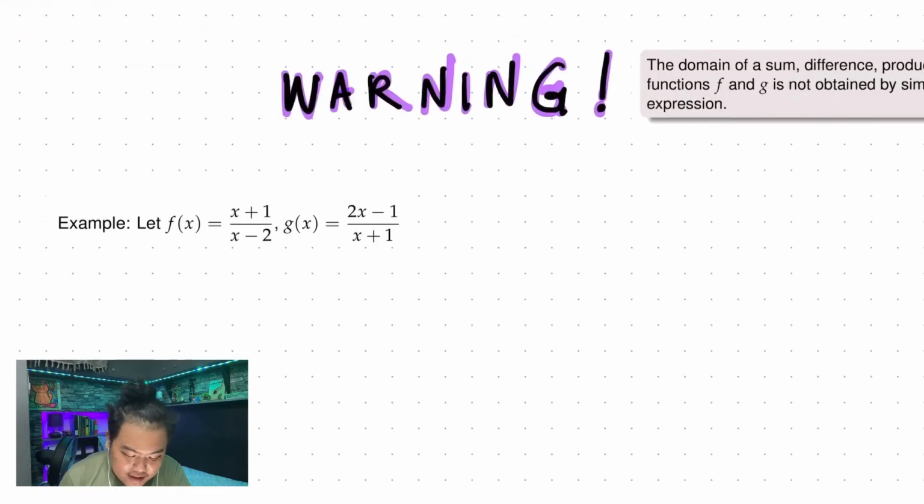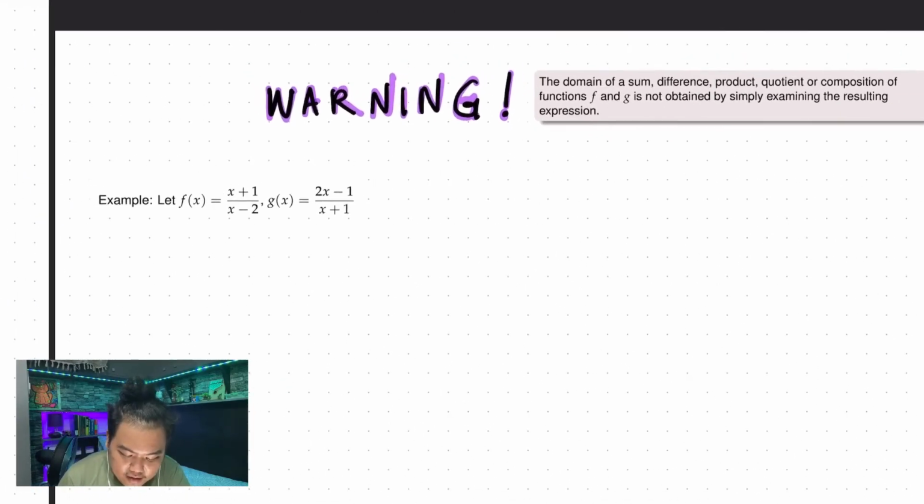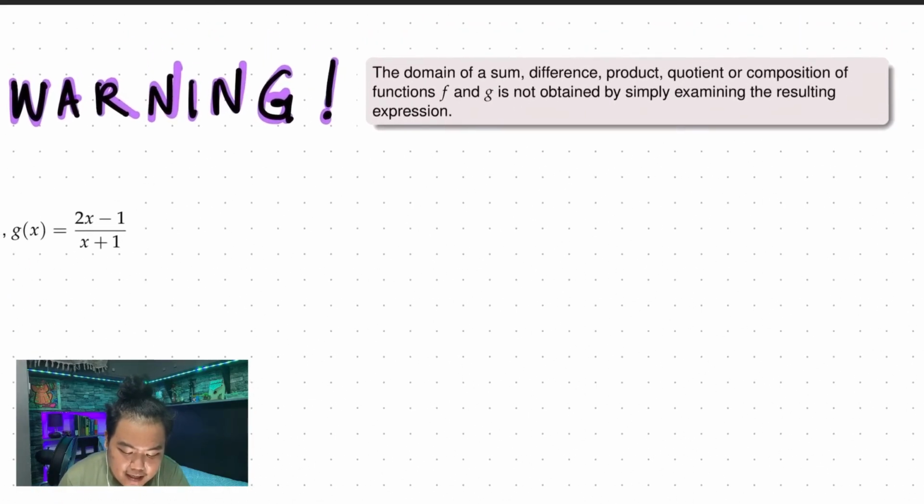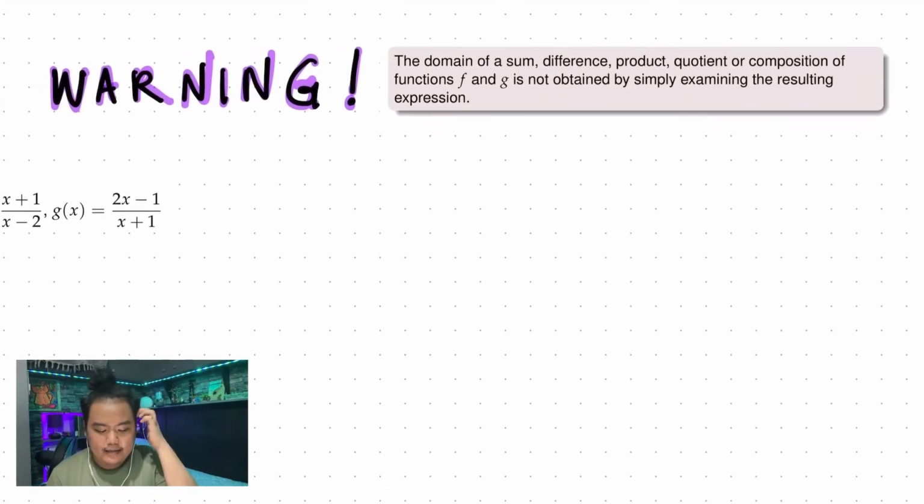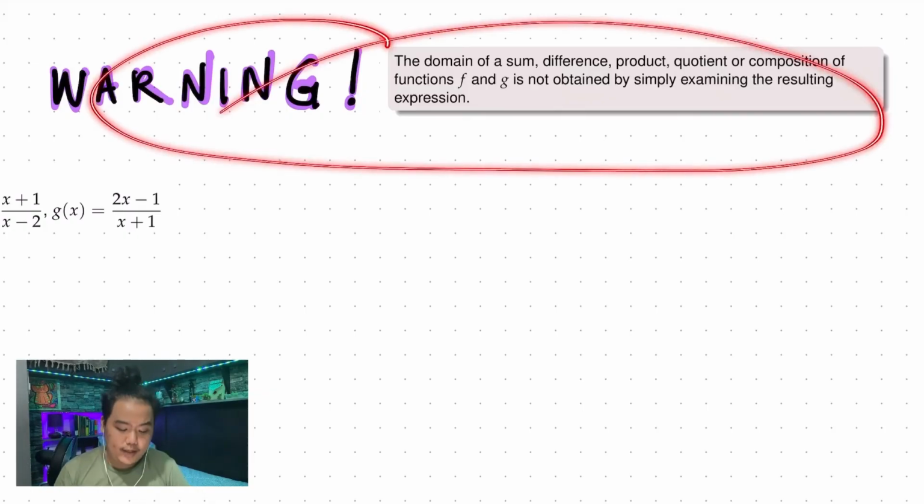Okay, punta doon tayo sa warning. So, ito yung sinasabi kong maraming nagkakamaling bata. Ang ginagawa nila, find the domain of F plus G or F circle G. Ang gagawin nila, kukompute muna nila F circle G or F plus G. Tapos, yung makukuha nila expression, yun yung kukuhanan nila ng domain. Mali yun, okay? Always apply the definition para hindi magkamali. Yun yung sinasabi nung warning na to.